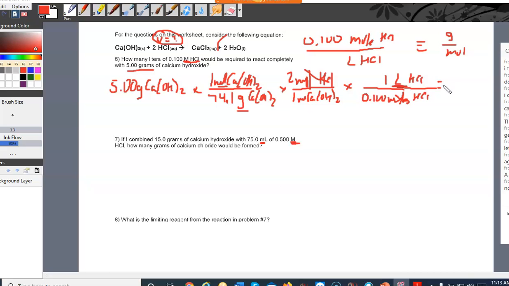So, divided by 0.1, you should get, looks like, 1.35 liters of HCl. Does that make sense? Okay, good.